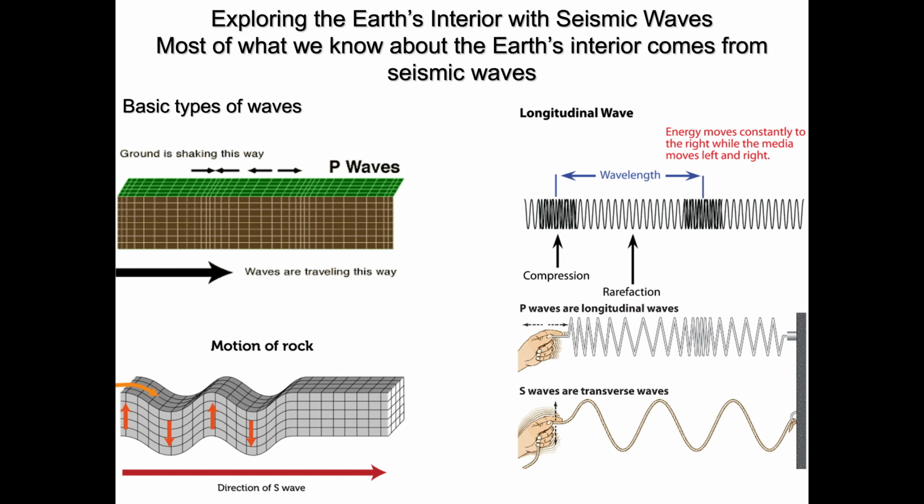So these are our basic types of waves, the two waves that are most important for us in elucidating the interior structure of the Earth. So again, we have compressional waves, or P waves, and shear waves, also known as S waves or secondary waves.